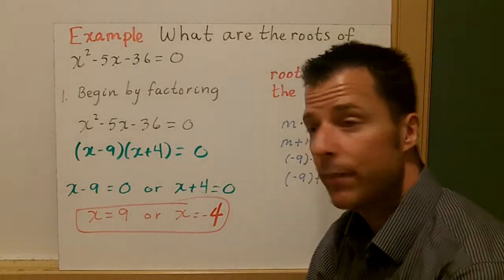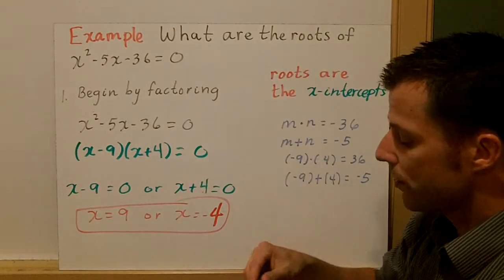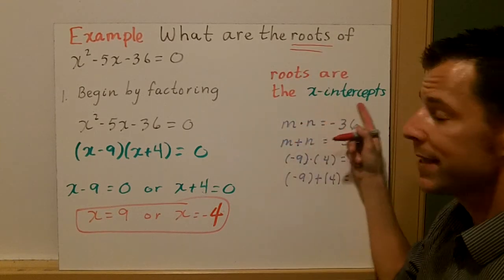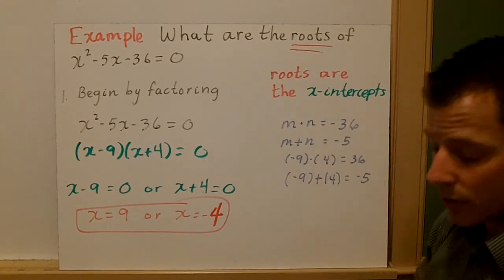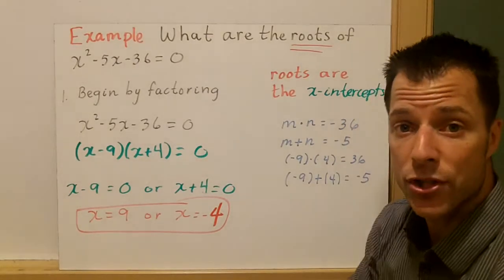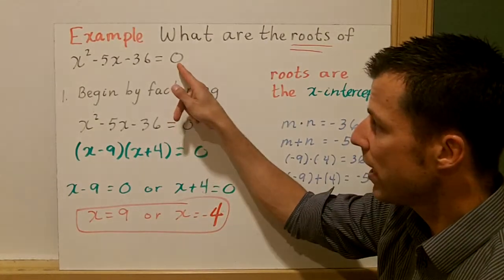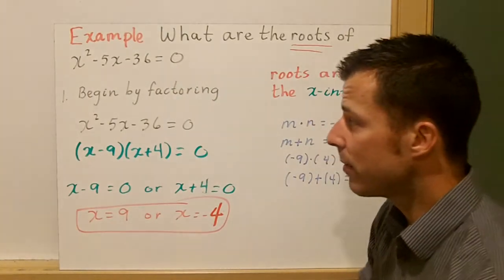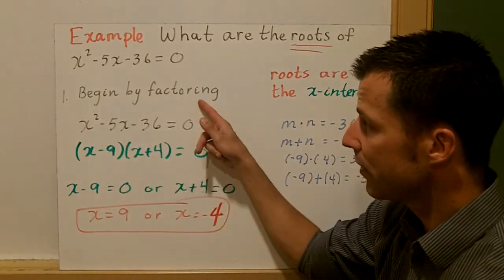So in this example, we're looking to find the roots of this equation. Now the roots are the x-intercepts. They're the zeros. They're the solutions. We've set y equal to 0, so you are looking for the x-intercepts here. And we start by factoring.